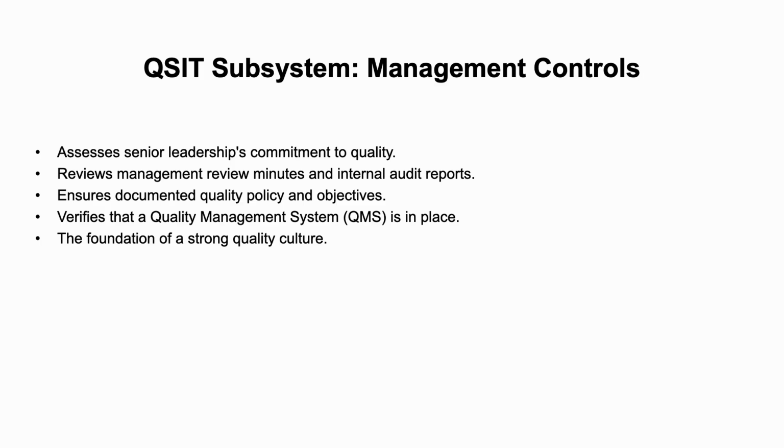They will also review internal audit reports to see how effectively the company is policing its own quality system and whether corrective actions are being implemented. A key element is verifying that a formal quality management system, QMS, is in place and that the quality policy is communicated and understood throughout the organization. This subsystem is crucial because a company's quality culture is a direct reflection of its management's values and priorities. If management is not invested in quality, it's highly unlikely that the quality system will be effective. The inspection of this subsystem provides a critical snapshot of the company's commitment to compliance and patient safety.